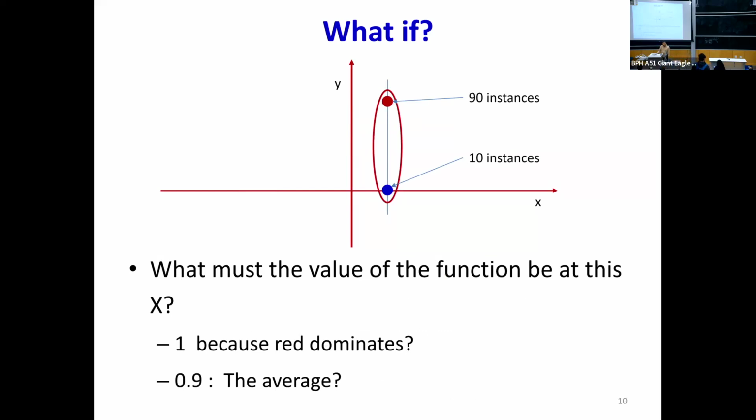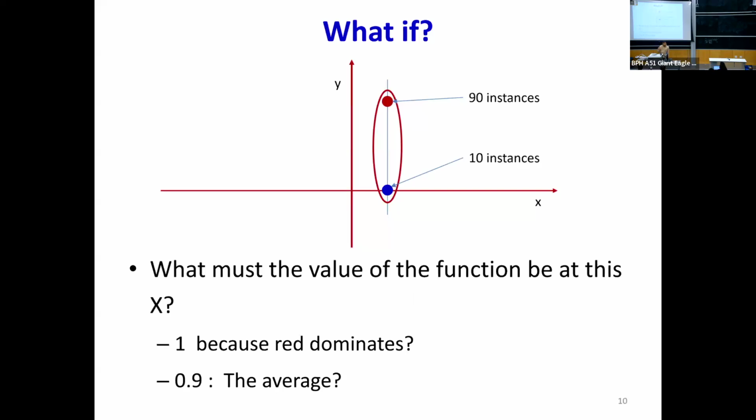What would you want your function to output at this value of x? Would you want it to just output red because red is the majority? Or would you want it to output a 0.9 to indicate that 90% of the data instances with that value of x are red? What would you prefer? What do you think seems more sensible?